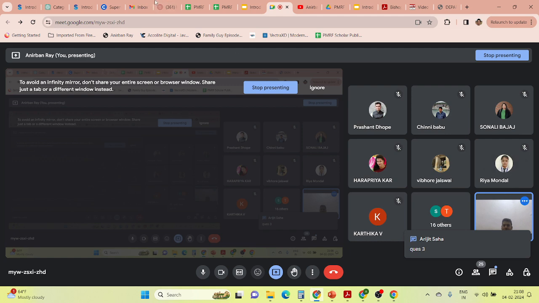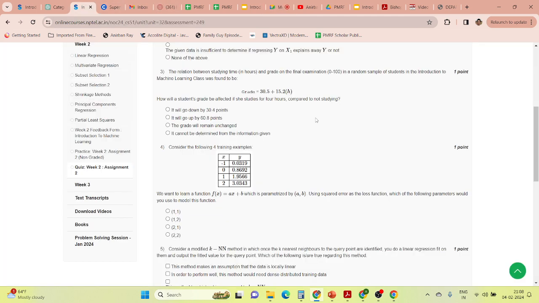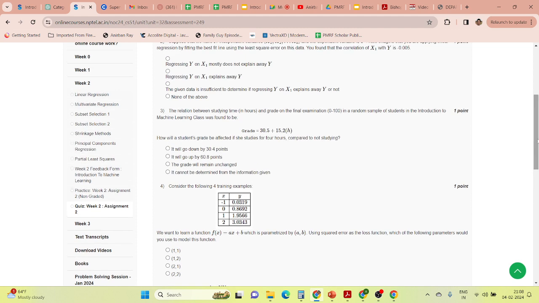Question 3. Question 3 is easy. Just put the value of h equal to 4. Whatever you get, subtract. So the answer will be 15.2 into 4, which is 60.8.